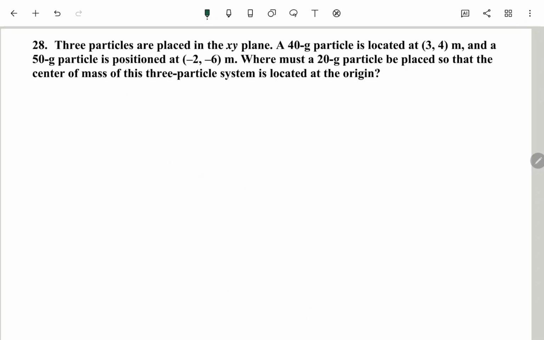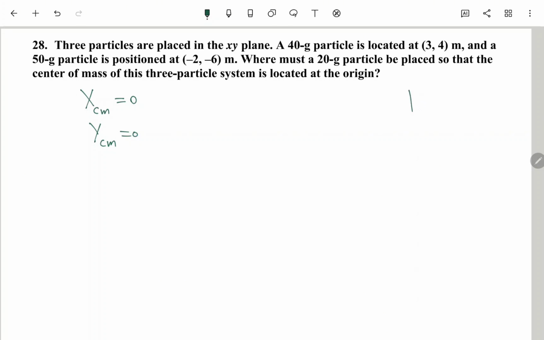Three particles are placed in the xy plane. A 40-gram particle is located at 3 and 4 meters, and a 50-gram particle is positioned at -2 and -6 meters. Where must a 20-gram particle be placed in such a way the center of mass of this three-particle system is located at the origin? Now, the center of mass, x center of mass, equal to 0, and y center of mass equal to 0.